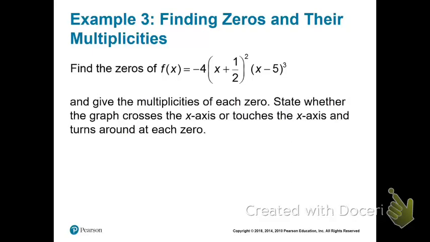Find the zeros of that function given there, and give the multiplicities of each zero. State whether the graph crosses the x-axis or touches the x-axis and turns around at each zero.